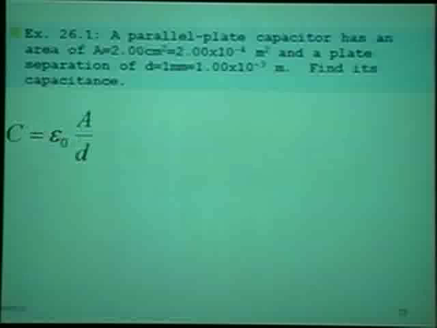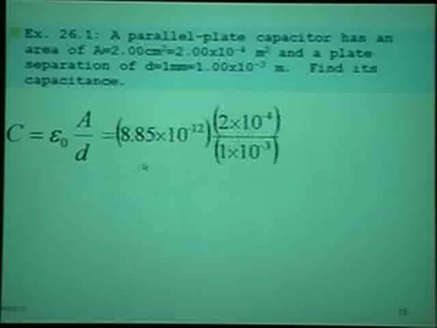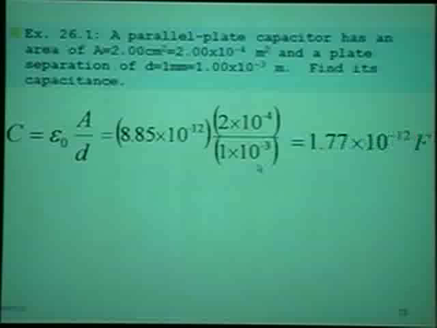Well, from the previous formula, that should be equal to epsilon naught times the area of one plate divided by d. 8.85 times 10 to the minus 12 times the area of one plate, which was 2 square centimeters, or 2 times 10 to the minus 4 square meters, over 1 millimeter, which is 10 to the minus 3 meters. That gives us 1.77 times 10 to the minus 12 farads, or 1.77 picofarads.